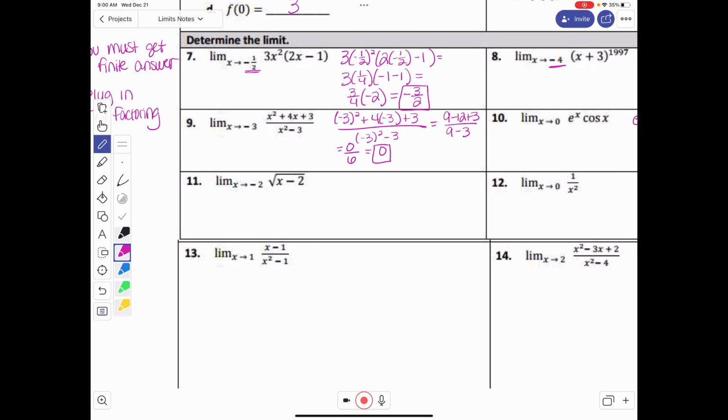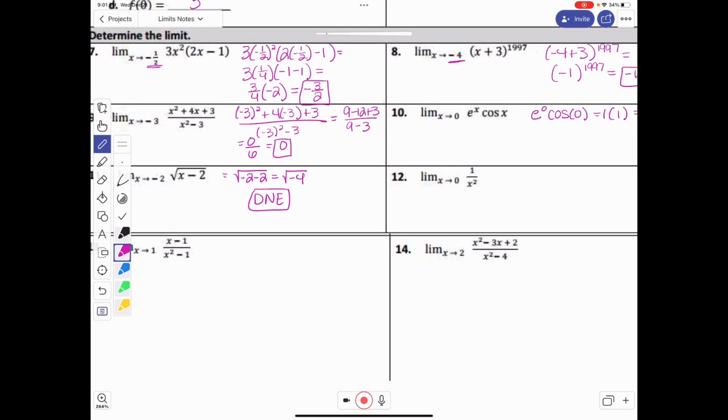On the next one here, if we plug in negative 2, we have the square root of negative 2 minus 2. Well, negative 2 minus 2 is negative 4. We can't have the square root of a negative number. We get into imaginary numbers, and we just don't deal with that in limits. So this limit does not exist. So we just can't have that.